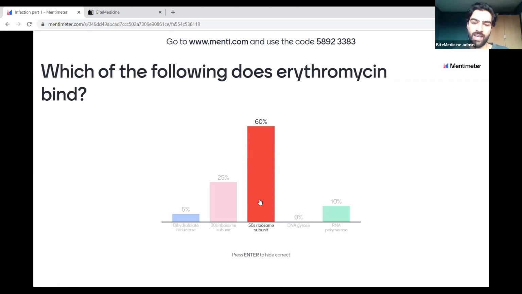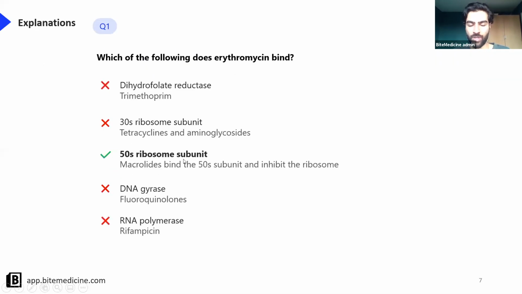Very good. It's the 50S ribosome subunit. I'm surprised so many of you got that right. So really well done. It is indeed the 50S ribosome subunit. So dihydrofolate reductase, that trimethoprim binds to that, and that blocks folate synthesis.